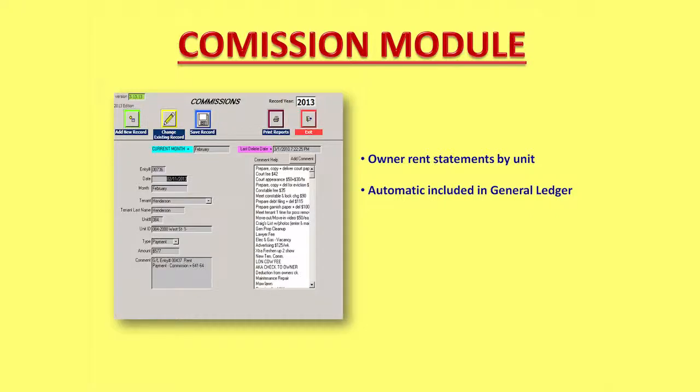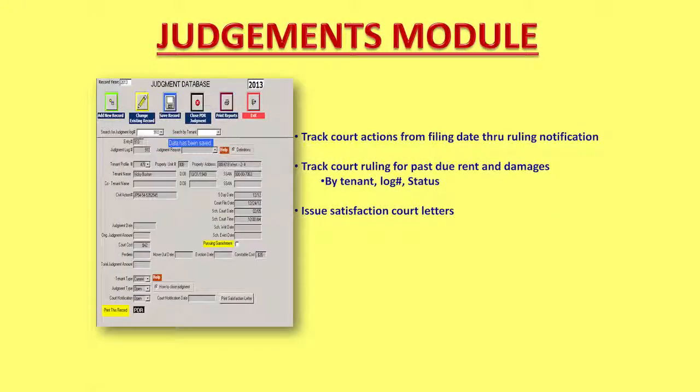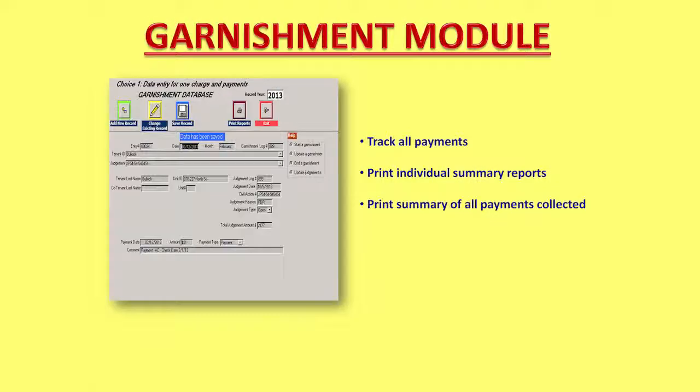The judgment module tracks all court actions from the filing date through the ruling notification. Court rulings for past due rent and damages are printable by tenant, log number, or status. An added perk is the ability to issue a satisfaction letter to the court when the case is closed. This module enables you to keep track of any garnished payments. You may print an individual summary report or a summary of all payments collected.